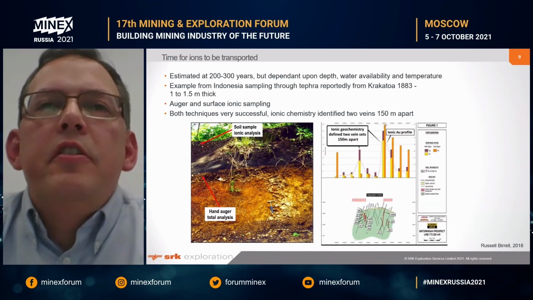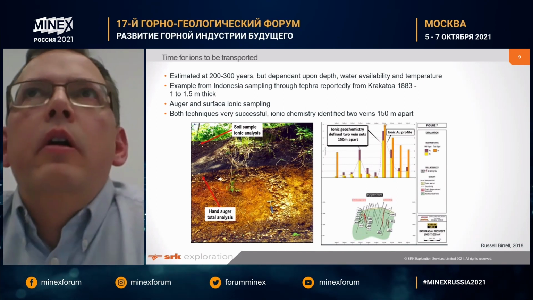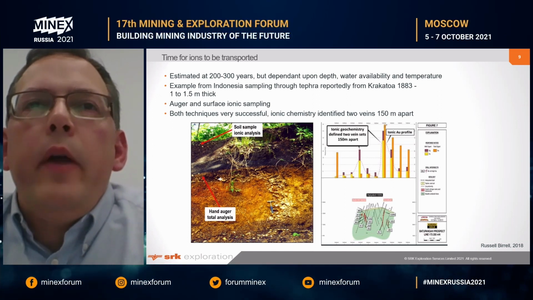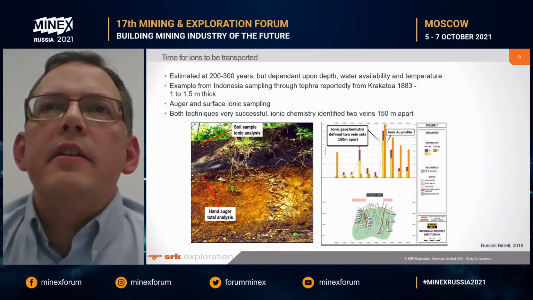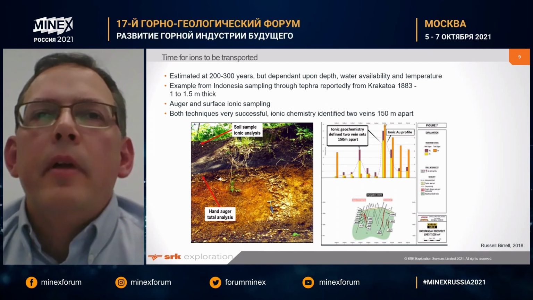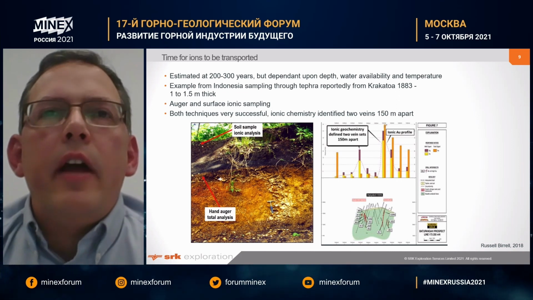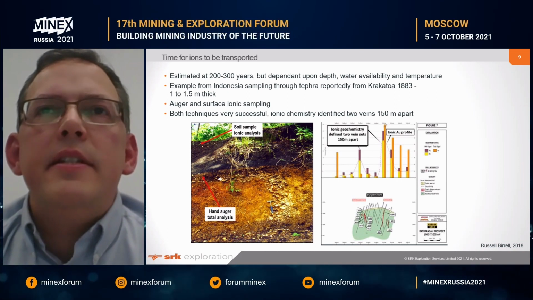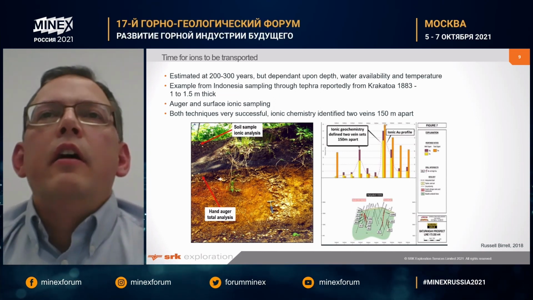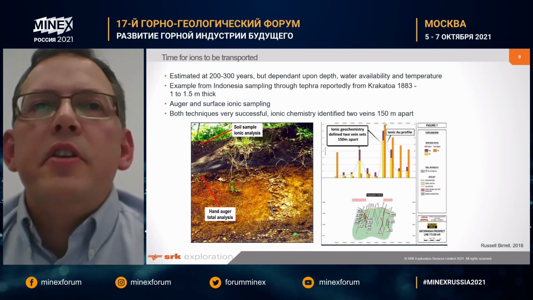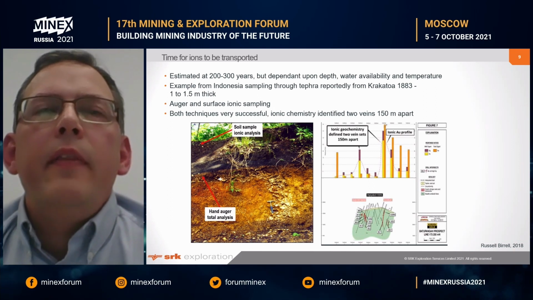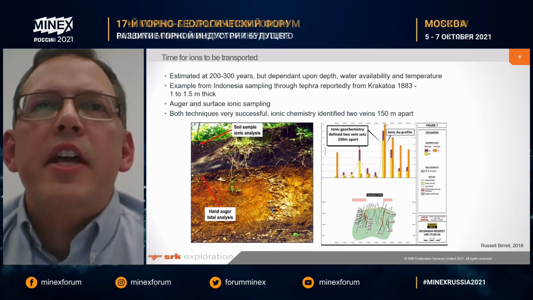Another example to talk about how long the actual process of ion migration takes. Well, we know it happens within 200 to 300 years, but it does depend upon the depth and the water availability and temperature. An example of another area that has been studied comes from Indonesia, which undertook ionic sampling through thick deposits that were erupted from the Krakatoa volcano in 1883. And these were between 1 and 1.5 meters thick.